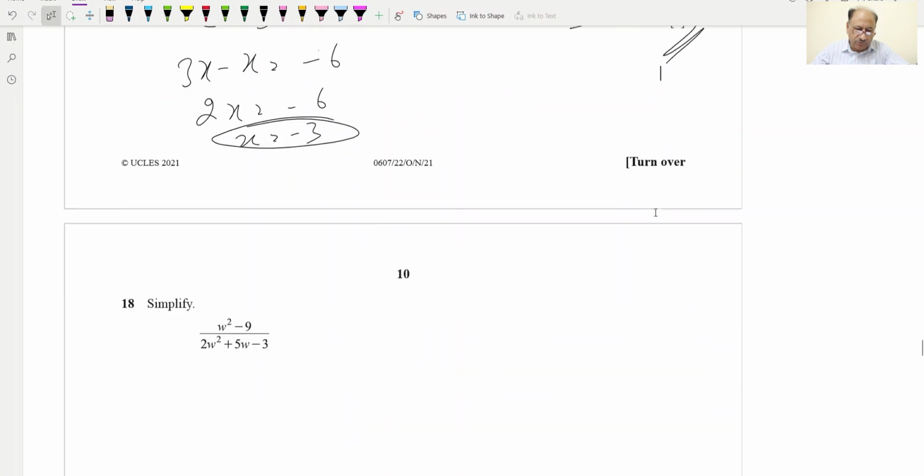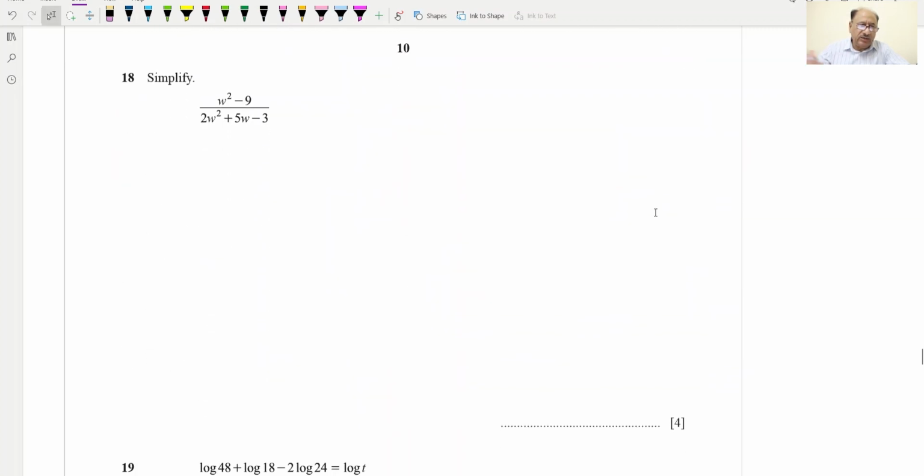If you understood this, now question number 18. Question number 18 is again an algebraic fraction, which we need to simplify, and this is a 4-mark question. And what we can do, we can apply the a squared minus b squared formula, which will be equal to a plus b into a minus b.